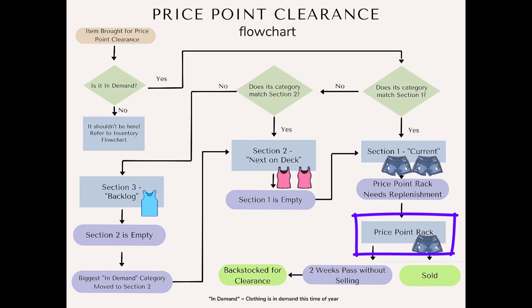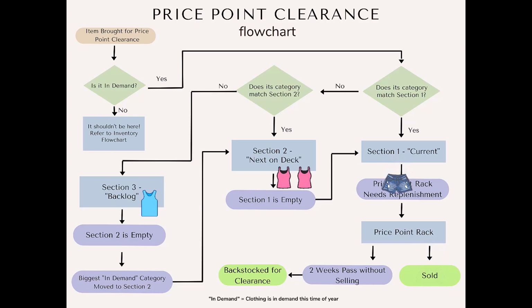This is our price point rack. As we sell things from our price point rack, it needs to be replenished. That replenishment comes from section 1. So we have women's shorts on the price point rack. Customers buy 20 of them, and then we need to replenish, so we need 20 more shorts. We grab them from section 1 and put them on the price point rack. We keep doing this over and over. Eventually, section 1 is going to be empty. We're going to run out of women's shorts.